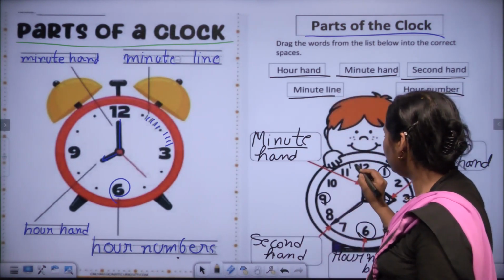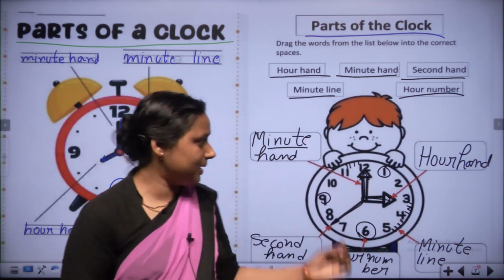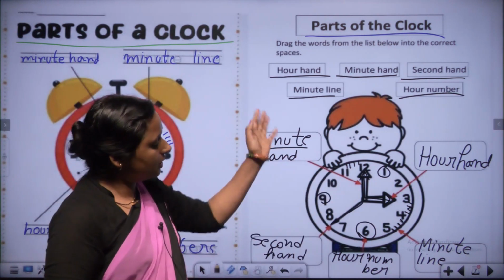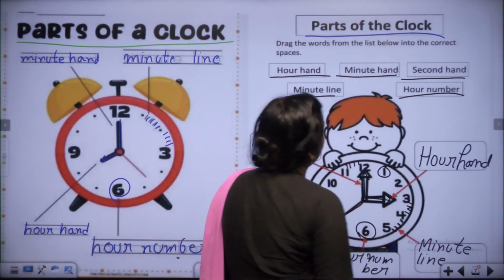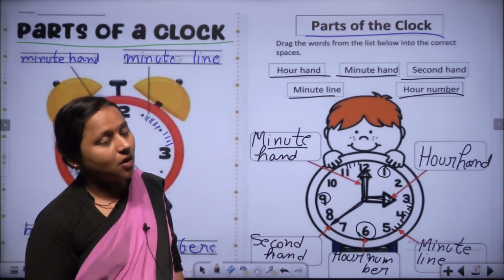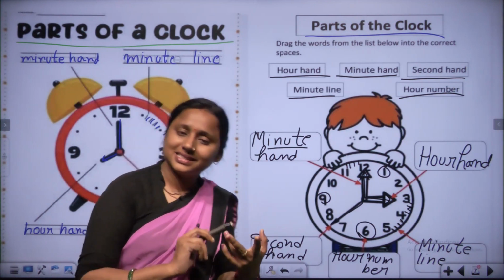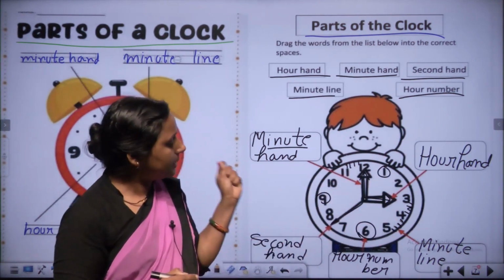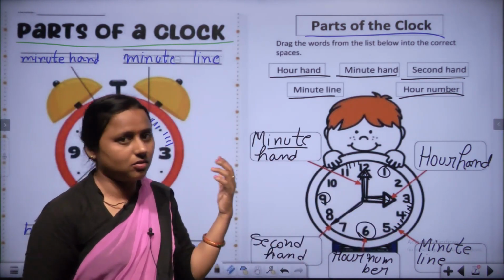Okay. And what was this? Yes, it is a minute line. Okay. And 1, 2, 3, 4 is the hour number. All of you understand parts of a clock? Yes. Hour hand, minute hand, second hand, as well as hour number and minute line. Okay. This is the parts of an analog clock.